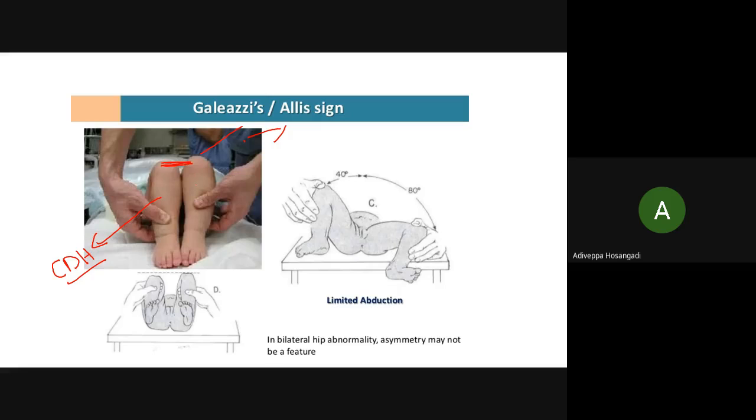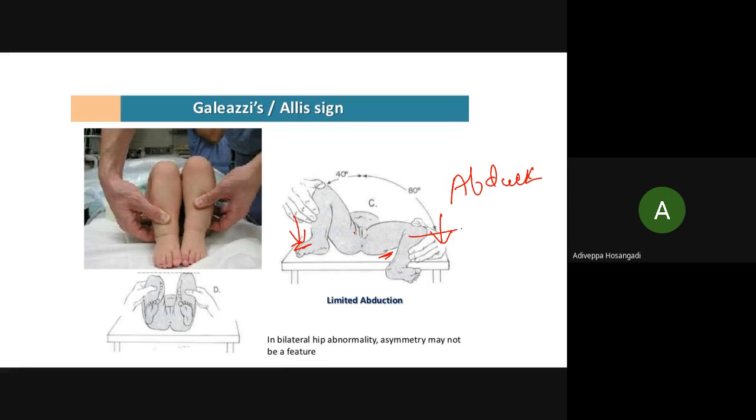But there is a problem here. If both the hips are dislocated, this test is useless. This is useful only in unilateral CDH. If both are dislocated, again they will be at the same level. And one more important thing is, whenever you deliver a child in the labor room, always see that you are able to touch the thigh to the examining bed. You should be able to abduct the hip till the thigh touches the couch.